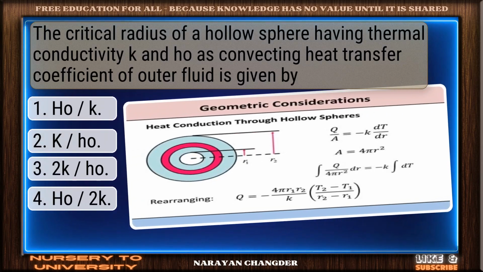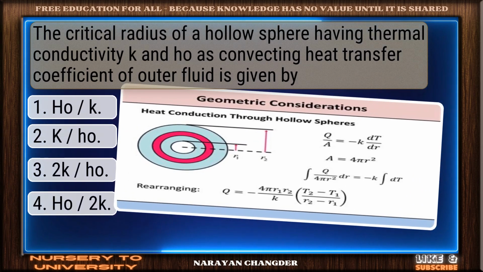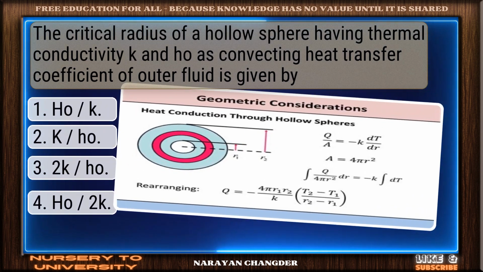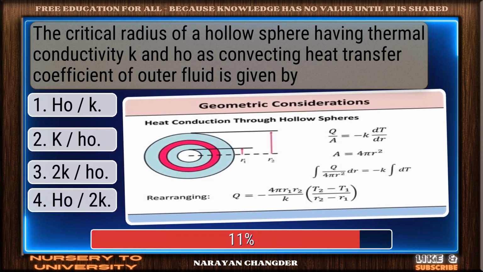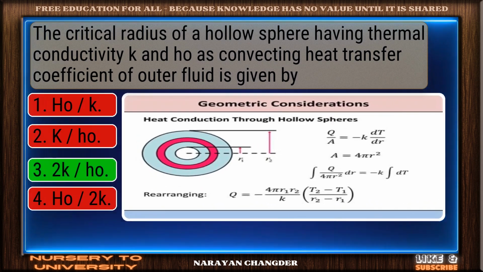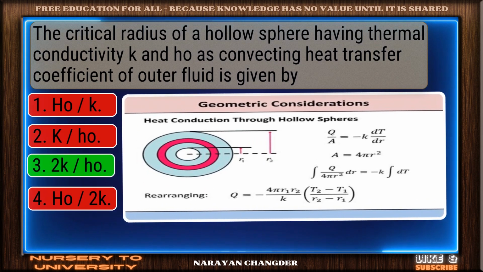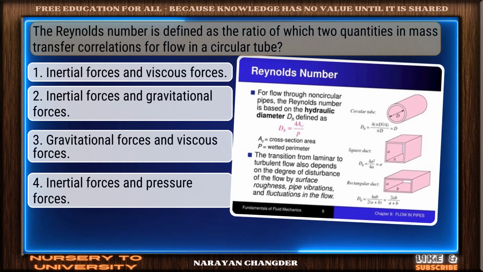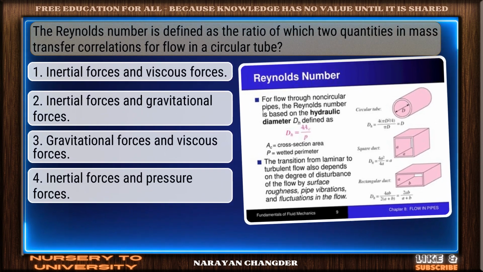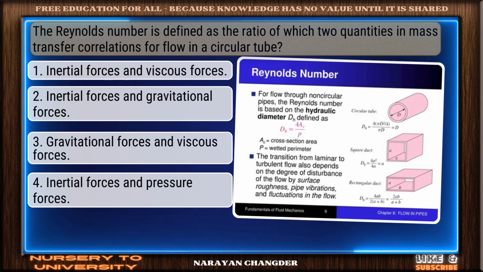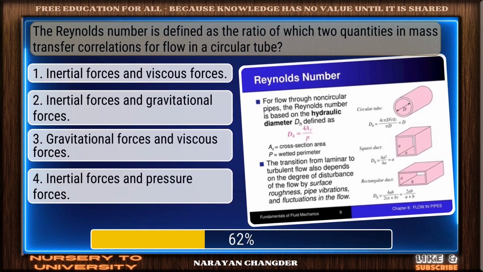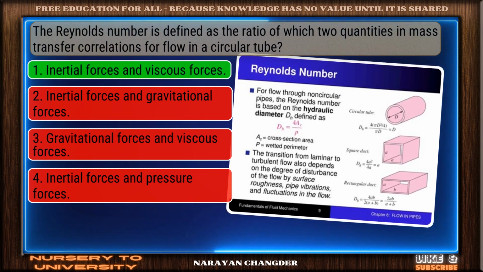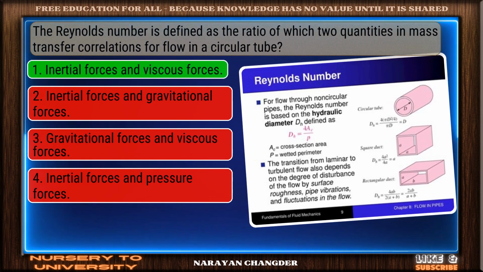The critical radius of a hollow sphere having thermal conductivity K and h0 as the convective heat transfer coefficient of the outer fluid is given by. Smart move. 2K/h0 is an accurate answer. The Reynolds number is defined as the ratio of which two quantities in mass transfer correlations for flow in a circular tube? Excellent. Inertial forces and viscous forces is a brilliant choice.